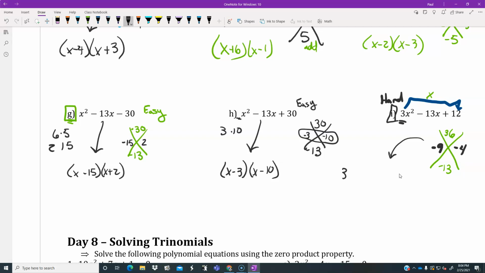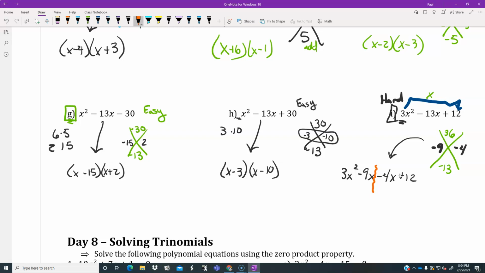This is going to be 3x squared. That comes from right here at the beginning. Then you put these two in the middle, minus 9x minus 4x. That's going to stand in place of this negative 13. And then you put the guy down here on the end, which is plus 12. This involves a technique that you guys learned on the previous day called grouping. Split it in half and tell me what you could take out of each one.